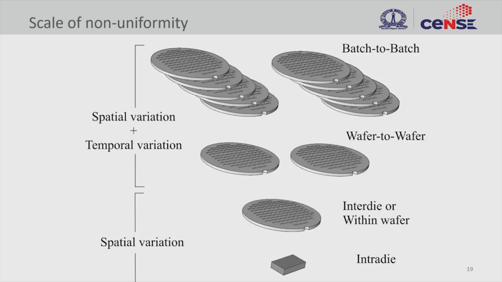So the variation can be of multiple nature, right? So we could have spatial variation, or you could have spatial and temporal variation. So this depends on whether you are processing a single die, a small piece of wafer, or you are doing multiple wafers and multiple wafers in batches. So depending on your scale of manufacturing or fabrication, your variation will also scale.